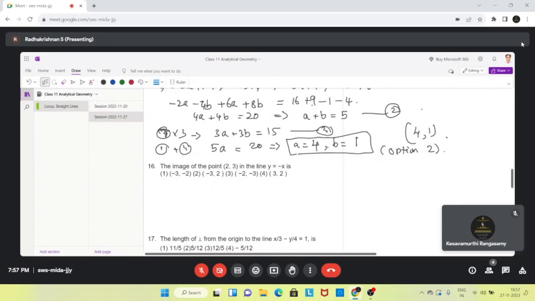The image of the point 2, 3 in the line y equal to minus x. Find out the image of a point about this line. So this line y equal to minus x is having a slope of minus 1. Same way let us draw it. x plus y equal to 0, right? So that means it is having a slope of minus 1 and passing through the origin. So the line is like this.